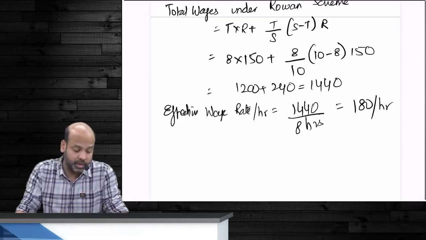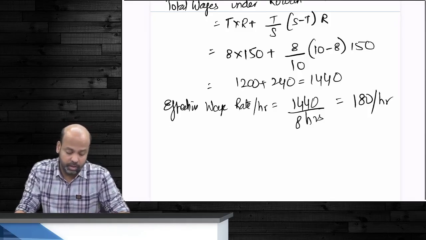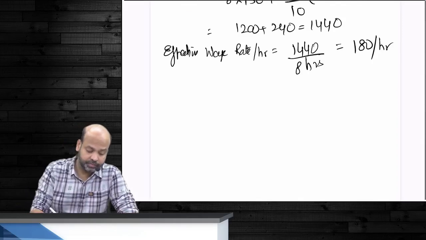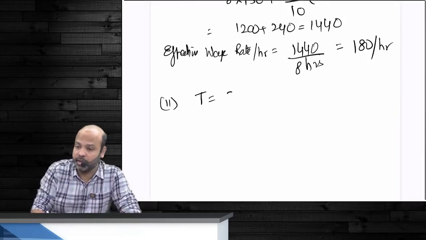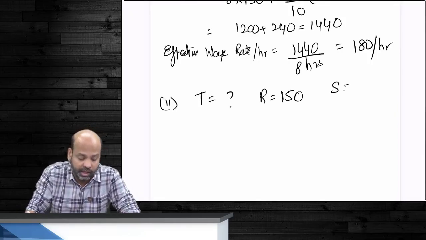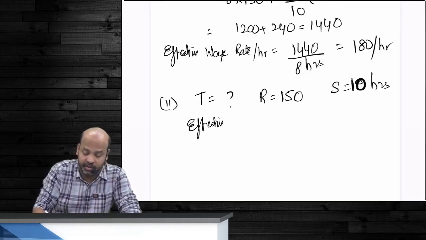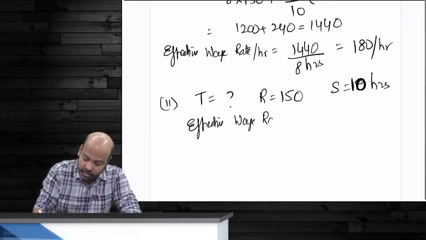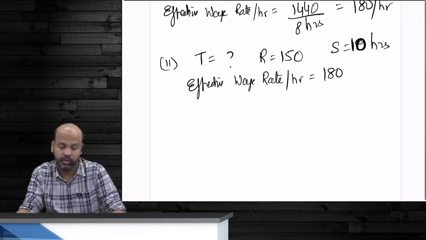Next one, second bit. He says, guys, that the effective rate should remain same. Time taken will now change. Time taken is missing. Basic wage rate per hour will still be 150. Standard time will still be 10 hours. But the effective wage rate should still be the same that we got earlier, guys, and the effective wage rate per hour is 180 rupees.